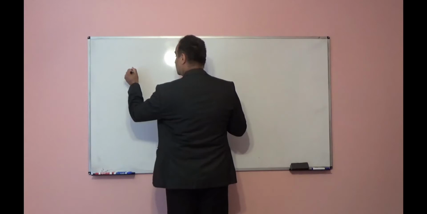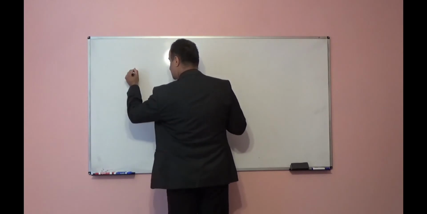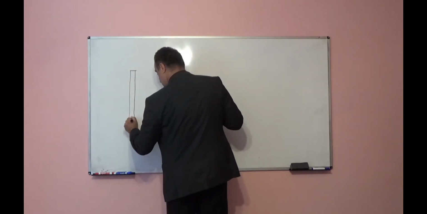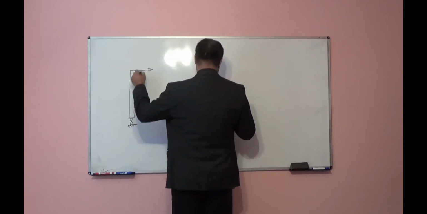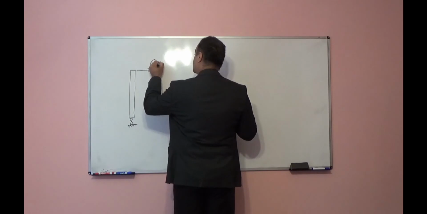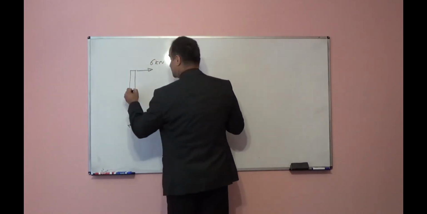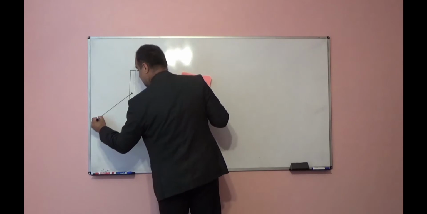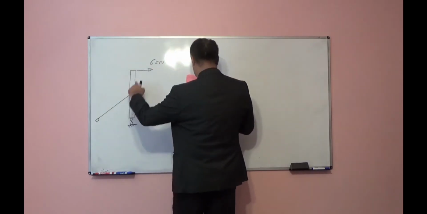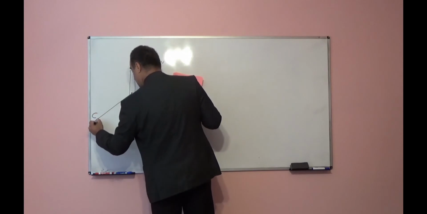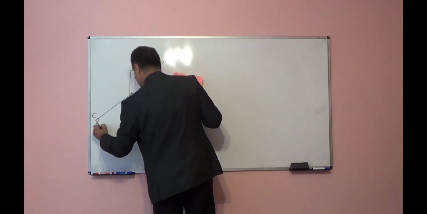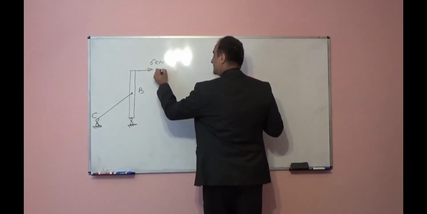First example, we have one column. We have pin support here. And this column is subjected to 6 kilonewton force here. And using one cable, I attach this column from point B to point C. And here again it is hinge support.